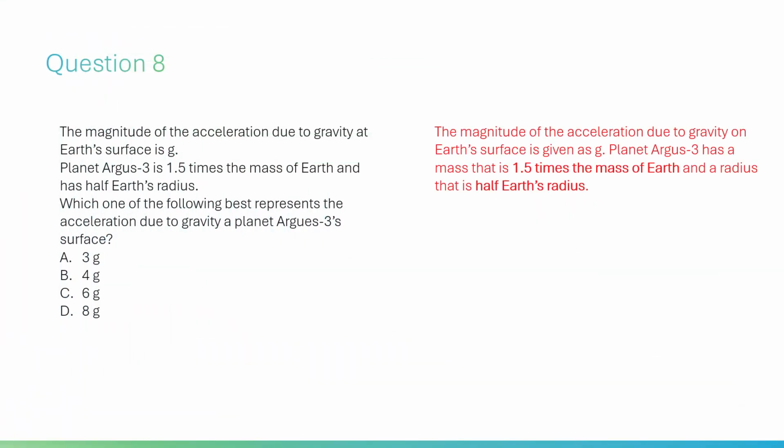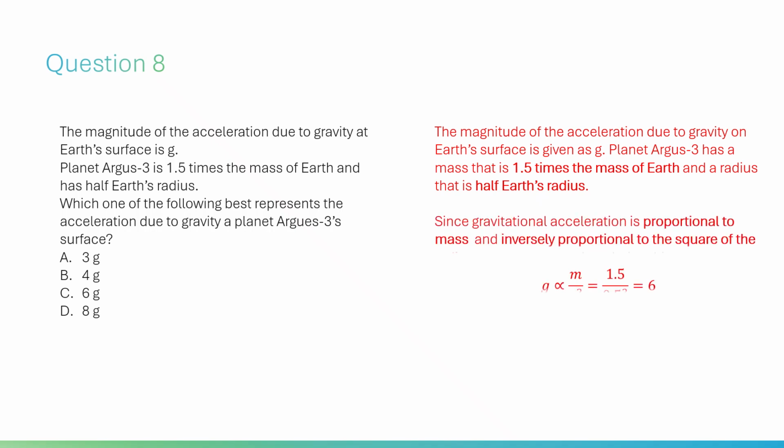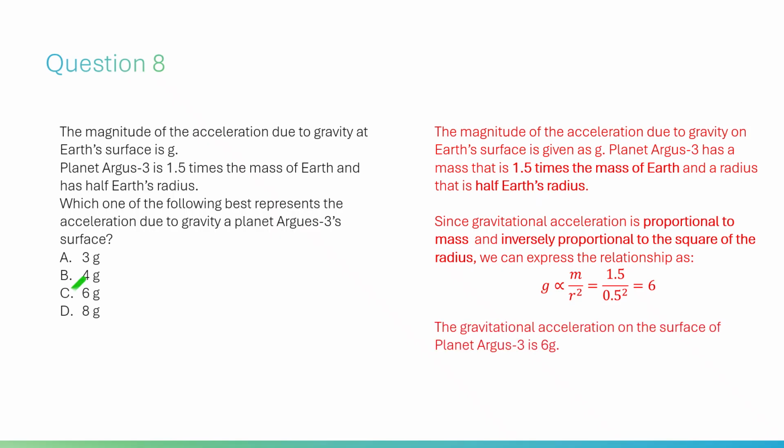The magnitude of the acceleration due to gravity on Earth's surface is given as g. Planet Argus 3 has a mass that is 1.5 times the mass of Earth and a radius that is half Earth's radius. Since gravitational acceleration is proportional to mass and inversely proportional to the square of the radius, we can express the relationship as the gravitational acceleration on the surface of planet Argus 3 is 6g.